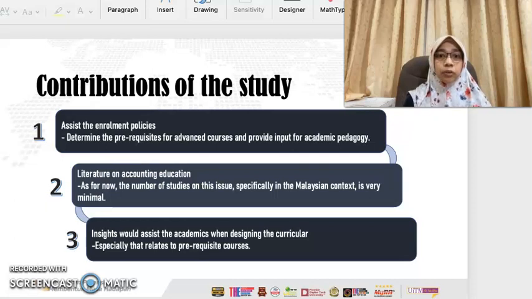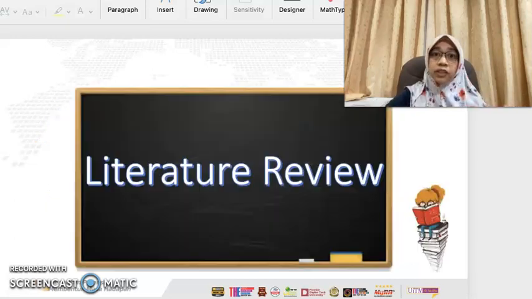With regard to the literature on accounting education, this paper would contribute because, as of now, there are limited studies, especially in the Malaysian context, that look into this issue. The insight would assist academics when they want to design curricula, especially those relating to prerequisite courses. Next, we move on to the literature review.